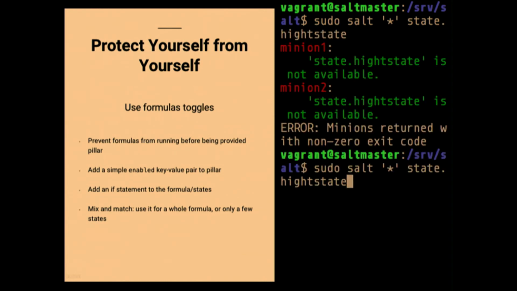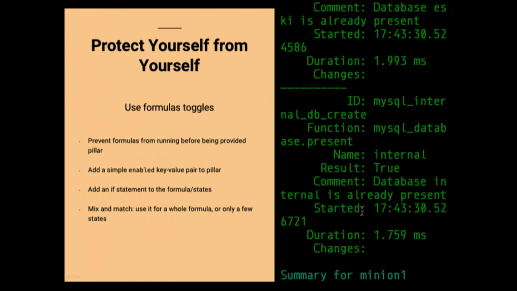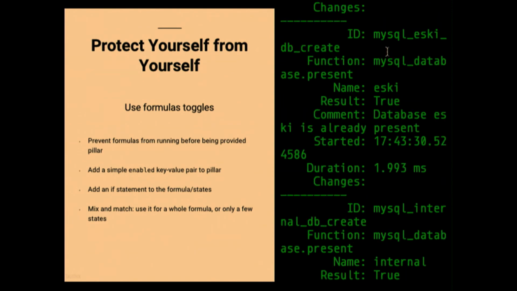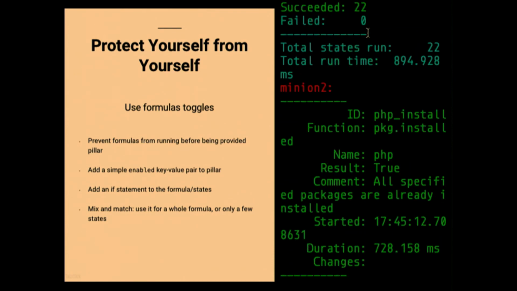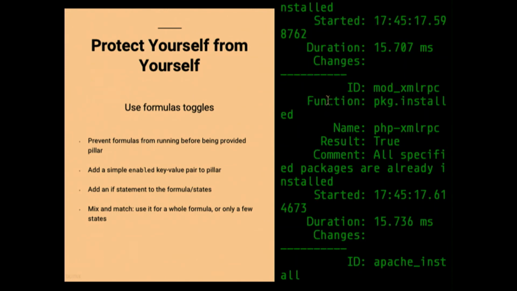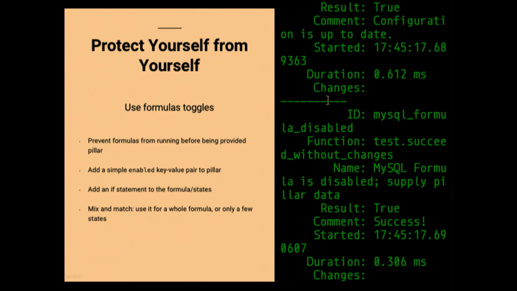That's not how you spell high state. So on my initial minion 1 minion, the one that has pillar data, we see the MySQL formulas running. We have all of these name declarations that have MySQL appended to them. In contrast, if we look at my minion 2 minion, well, we've got some PHP going on. Scroll down, oh.